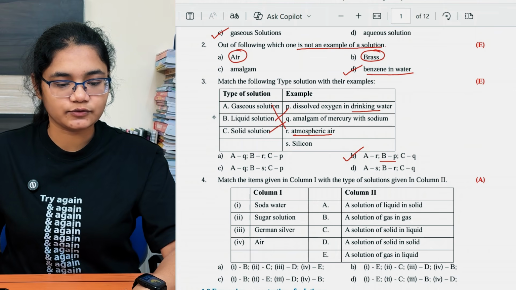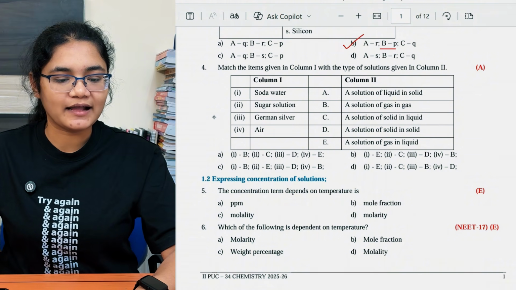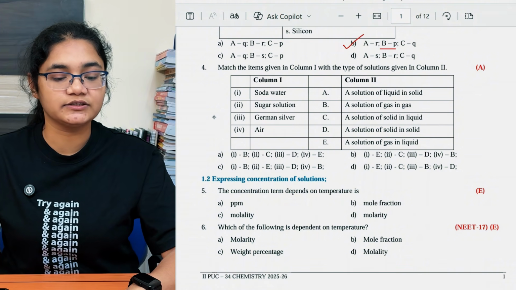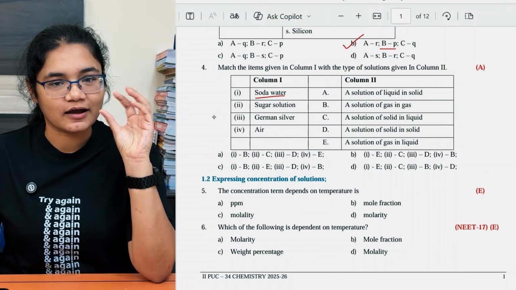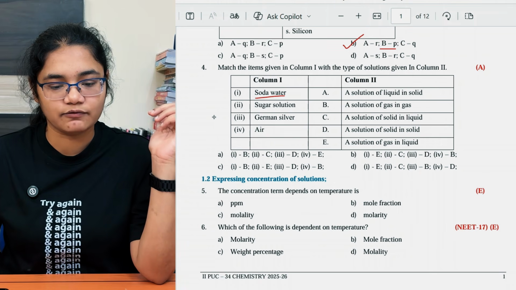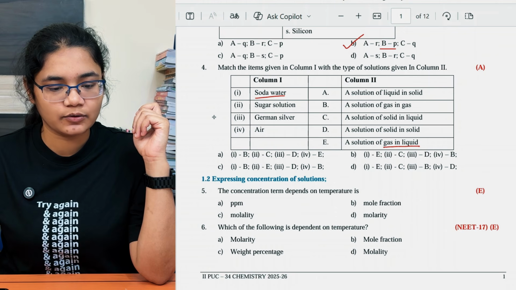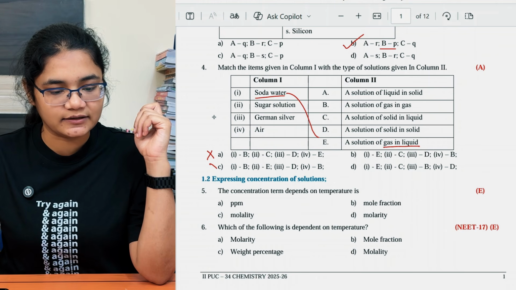Now moving to the next question, number 4 here. Okay, match the items in column 1 with the type of solutions in column 2. Similar type of questions. Soda water. Okay, you know soda water is what? Carbonated drinks, means carbon dioxide gas is dissolved in liquid water. So it is a solution of gas in liquid, right? So 1 has to be option number E. Do we have that? Yes. So I can eliminate these two.